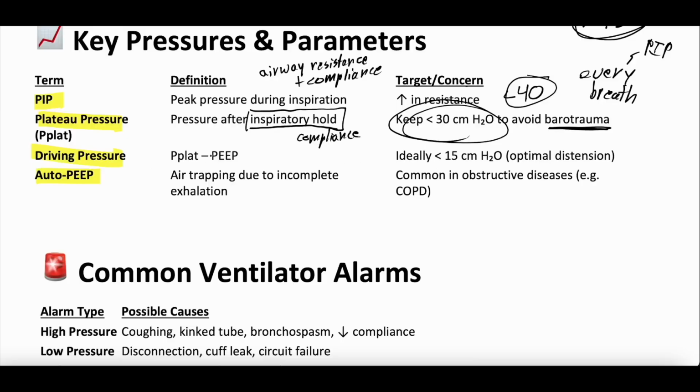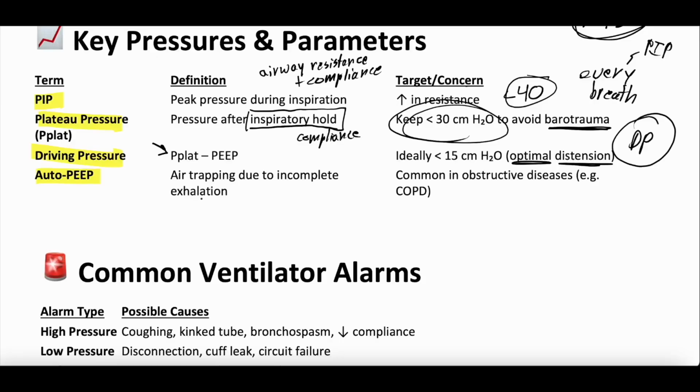Driving pressure, we put it in here, and in retrospect, it's probably a little too advanced for a basics lecture. But the calculation here is plateau pressure minus PEEP, and it is a surrogate for optimal alveolar distension. We'll put out a specific video on driving pressure, so we won't spend too much time here, but just know it exists, and it's something that people might talk about on rounds.